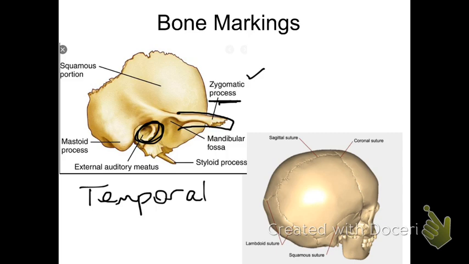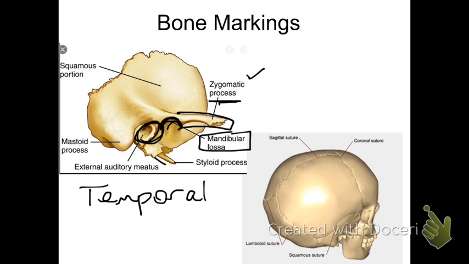There is the mandibular fossa. A fossa is an indented, smooth area. The mandibular fossa is where the mandible will articulate with the temporal bone and where the temporomandibular joint will be. But that's where the mandible will articulate with the temporal bone.